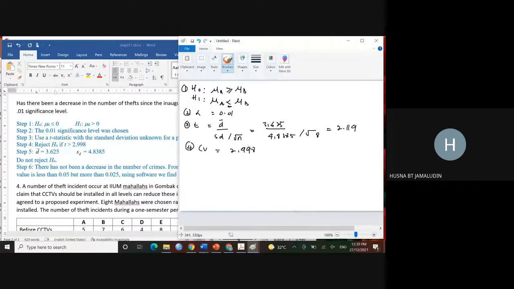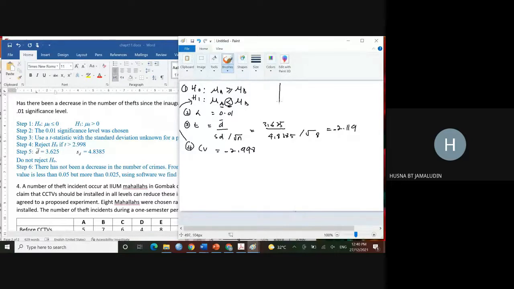2.998. And then because my H1 is small, my CV has a negative. Since I started with the after, which is a smaller value, my T will be negative.